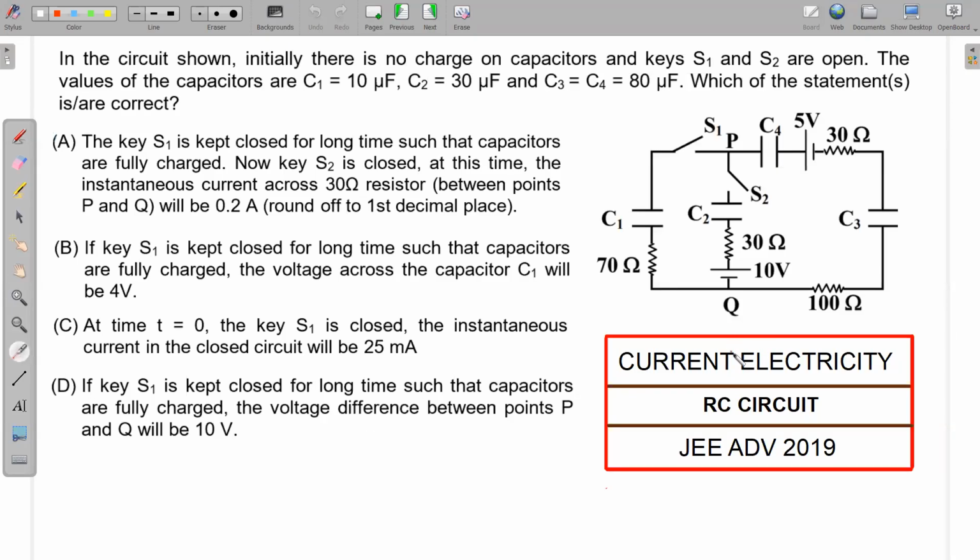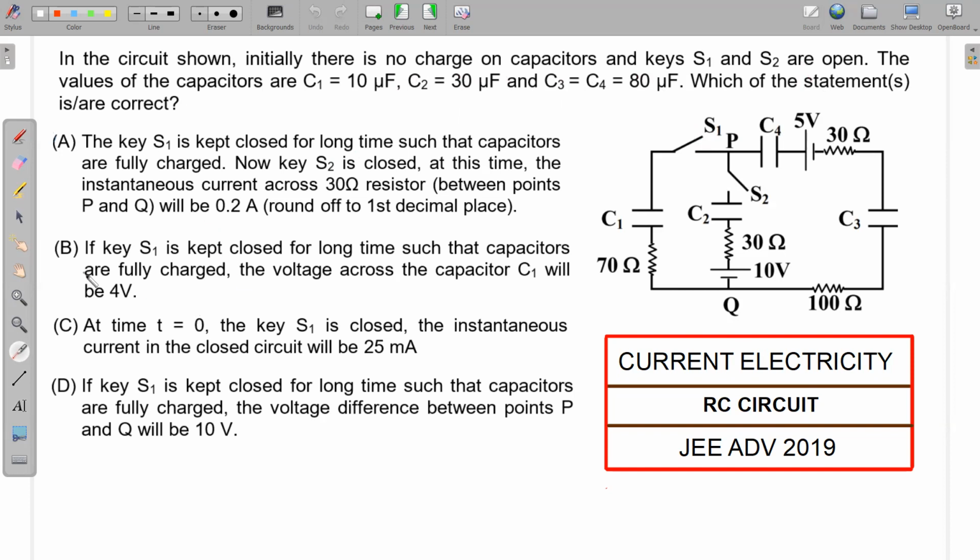So this is a question on RC circuit from JEE Advanced 2019. There are two switches in this circuit, S1 and S2, and initially both the switches are kept open. The charges on every capacitor initially is zero, and the values of capacitance are given to you in the question.